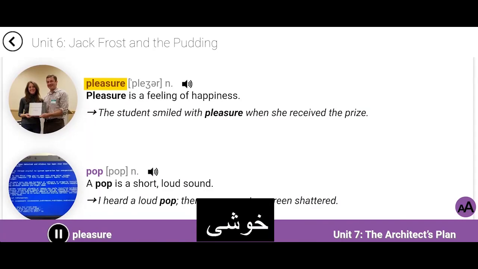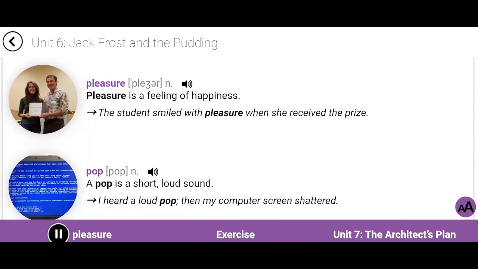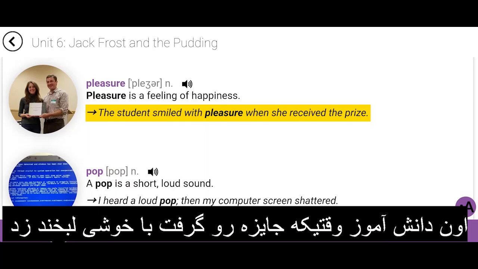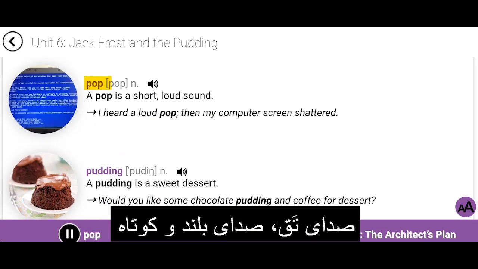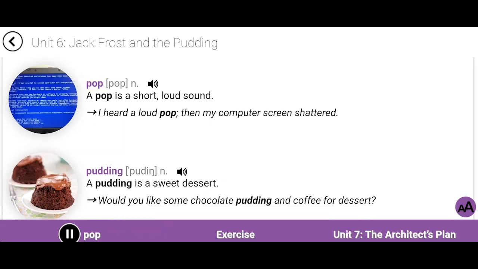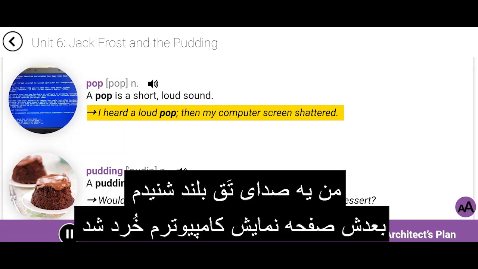Pleasure. Pleasure is a feeling of happiness. The student smiled with pleasure when she received the prize. Pop. A pop is a short, loud sound. I heard a loud pop, then my computer screen shattered.